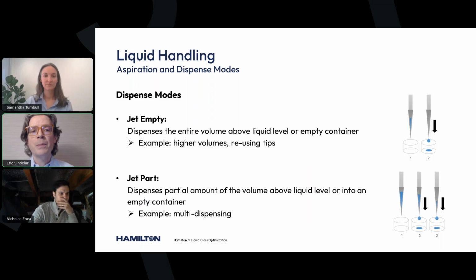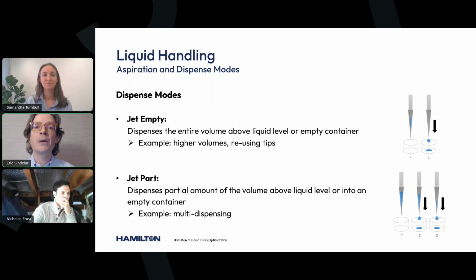Jet empty is when you're dispensing the entire contents of the tip above the liquid level or into an empty container. This mode is usually used when you have higher volumes, when you're reusing tips, and is often characterized by a slightly faster flow rate as well as a blowout volume of air to help push that liquid out of the tip and into the receiving container.